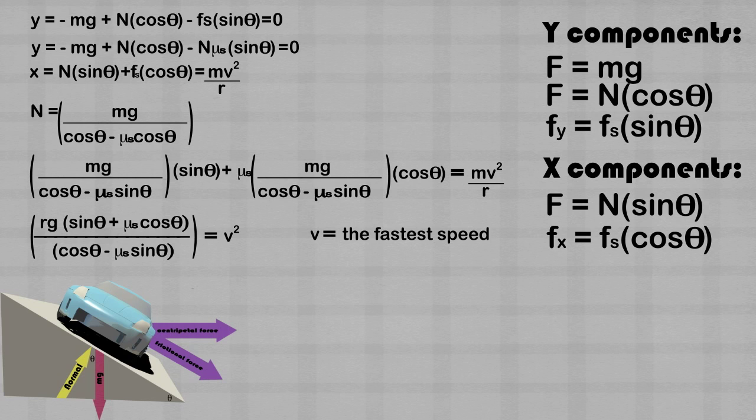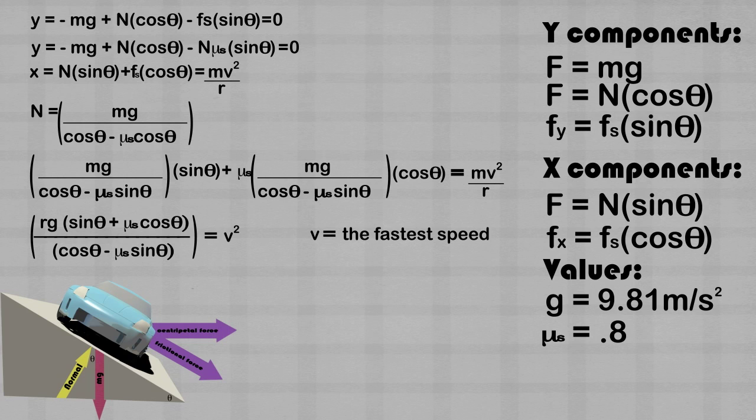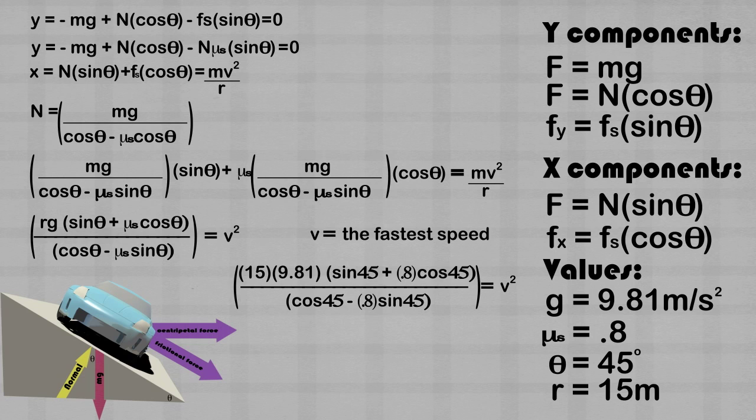Let's solve for the speed given values. The magnitude of gravity is 9.81 meters per second squared. The coefficient of static friction is 0.8. The angle of inclination is 45 degrees. And the radius of the turn is equal to 15 meters. Plug these values into the equation for v and solve. 36.4 meters per second is the fastest speed that the car can safely go.